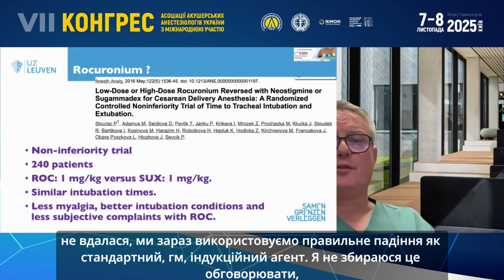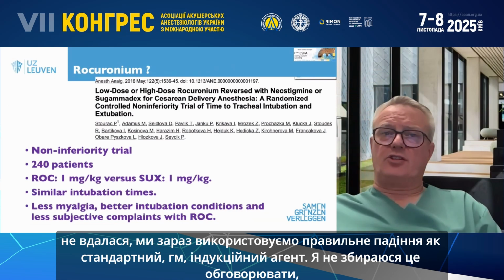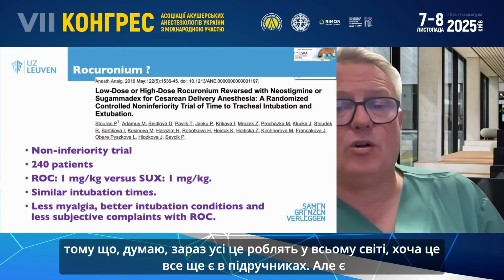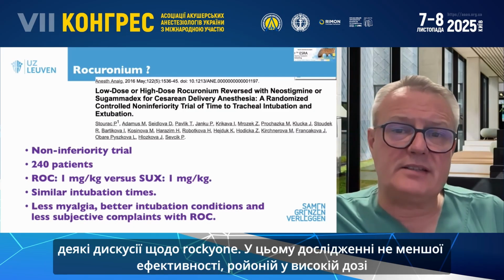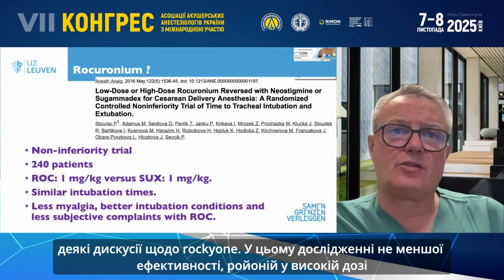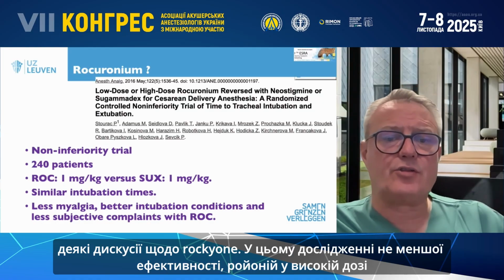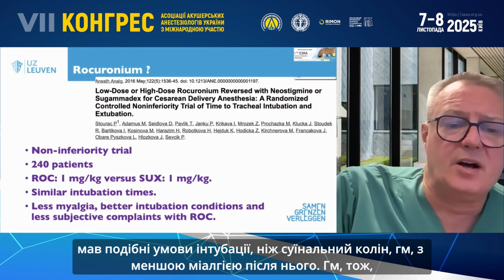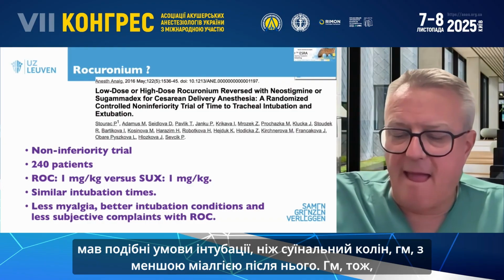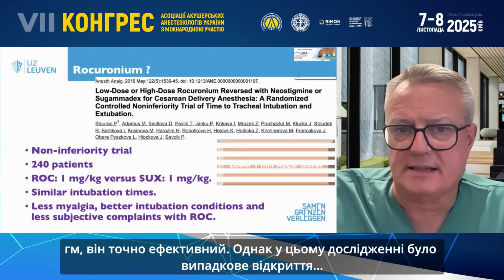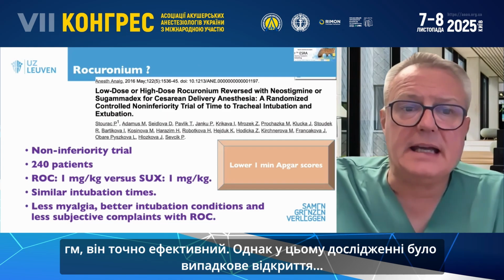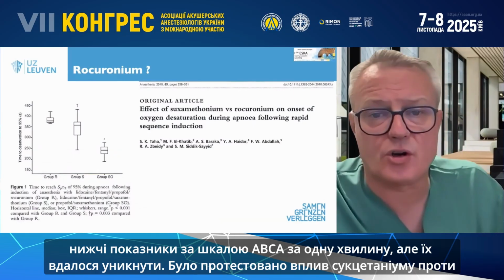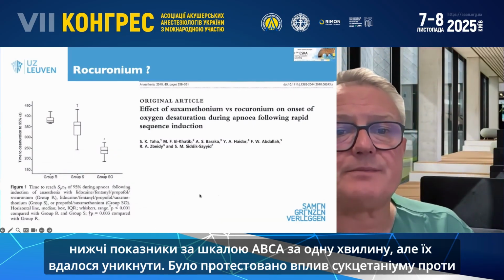We are using now propofol as a standard induction agent. I'm not going to discuss that because I think everybody does it now worldwide, although it's still in the textbooks. But there is some discussion about rocuronium. In this non-inferiority trial, rocuronium in a high dose had similar intubation conditions to succinylcholine, with less myalgia afterwards. For sure, it is effective. However, in this trial, there was a coincidental finding of lower 1-minute Apgar scores, but they have been avoided.